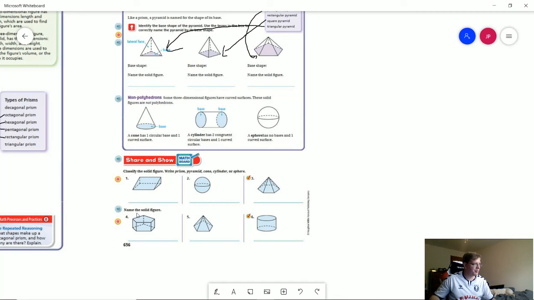This one is going to be a prism. We have a base on the top and the bottom. They're equal sides. And so we would have a pentagonal prism here. We'd have a pentagonal pyramid. And then we would have a cylinder here. So those are the things I want to go over for today.